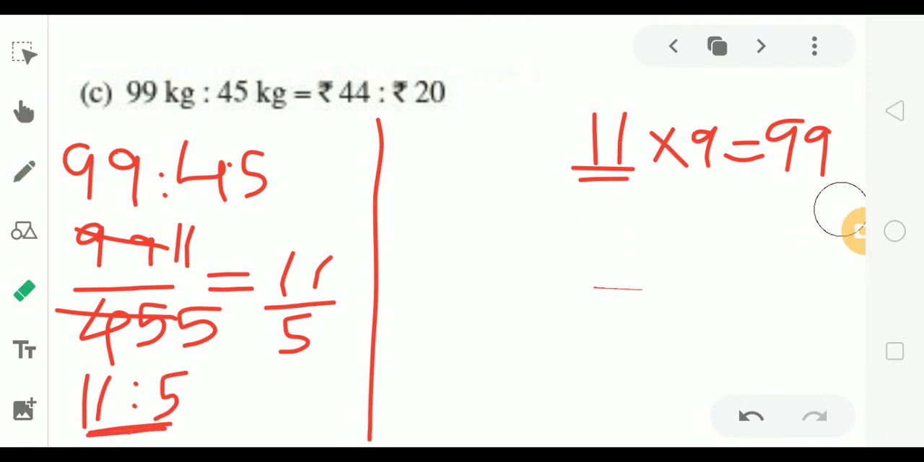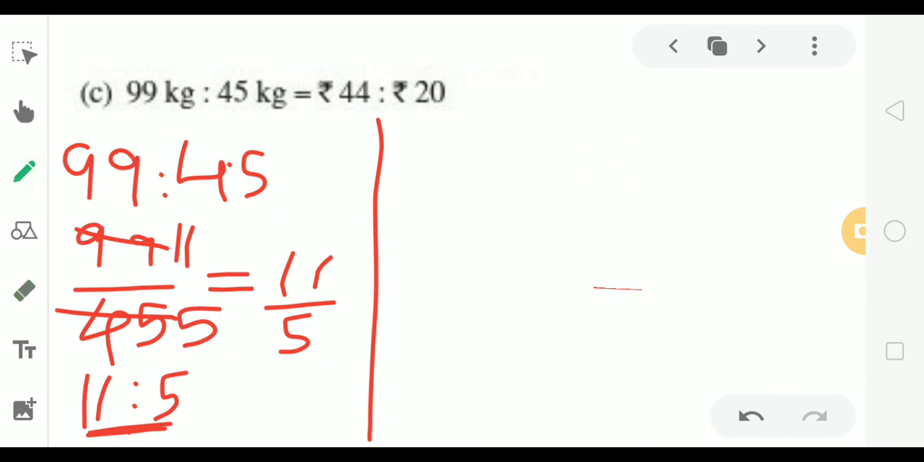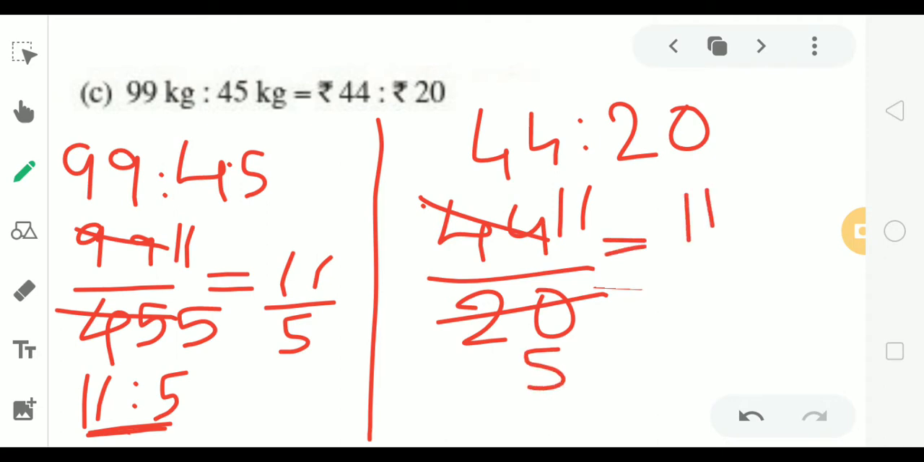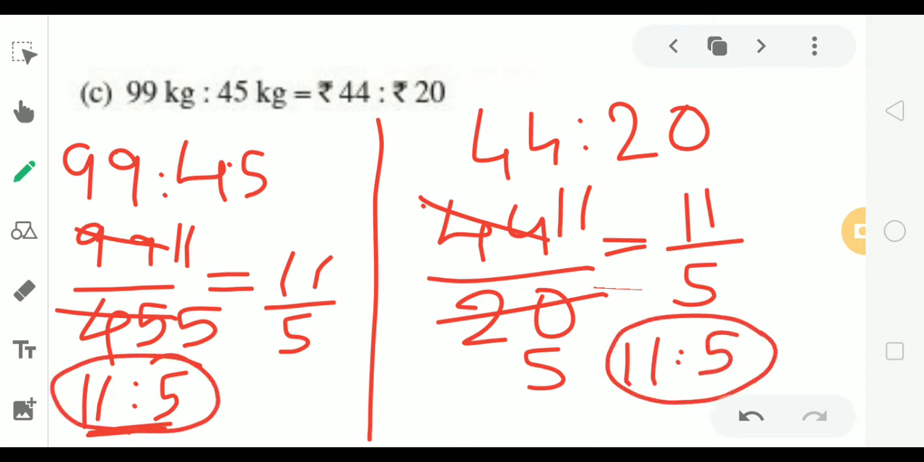Now let us take the second ratio. The second ratio is 44 rupees is to 20 rupees. We write this as 44 over 20. In the 4 table, 11 fours are 44 and 5 fours are 20. So we get 11 over 5, the same as 11 is to 5. And here also the simplest forms of both ratios are equal. That means these two ratios are equal ratios. Equal ratios are called proportion. Then it is a true statement.